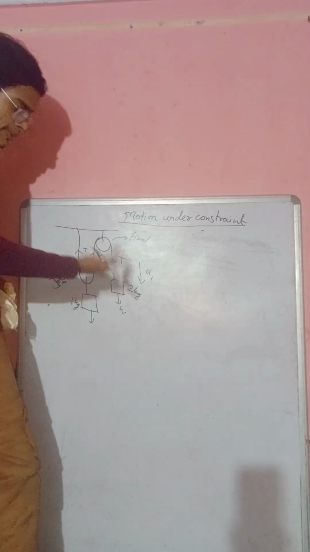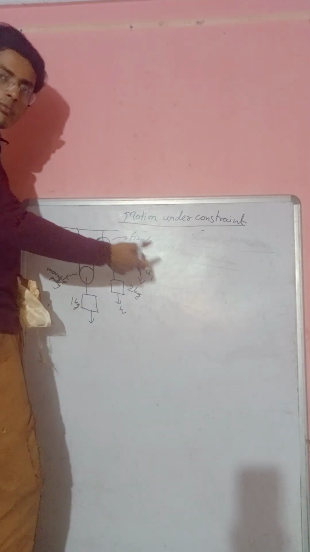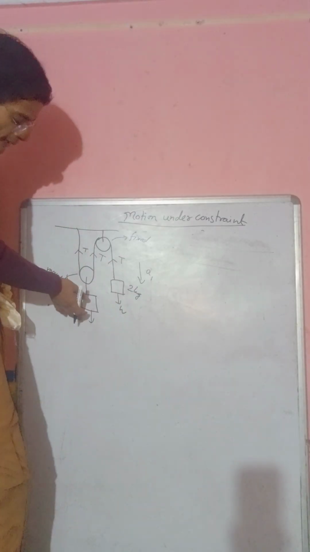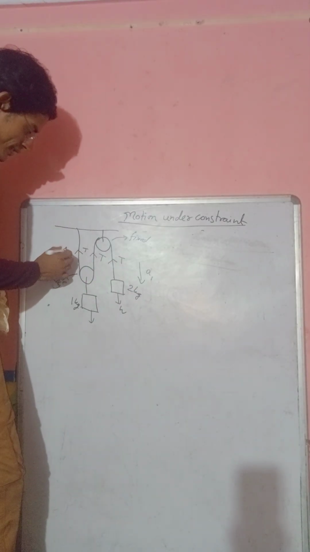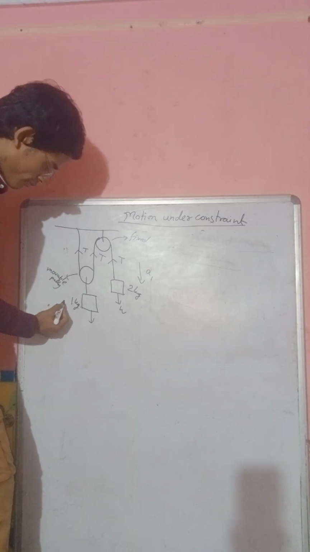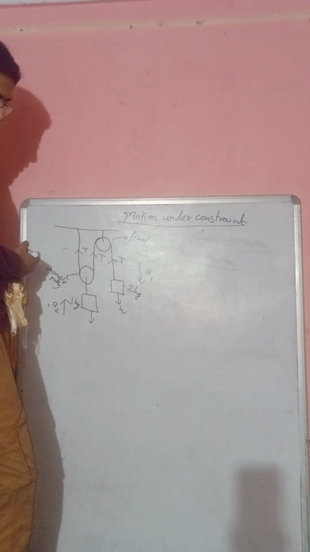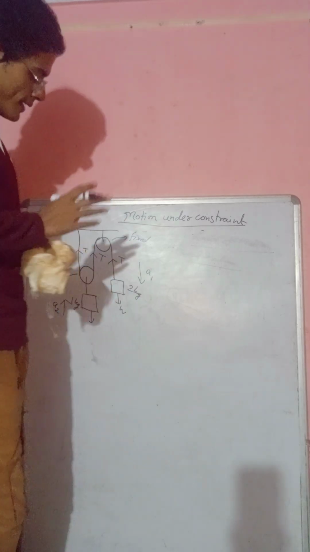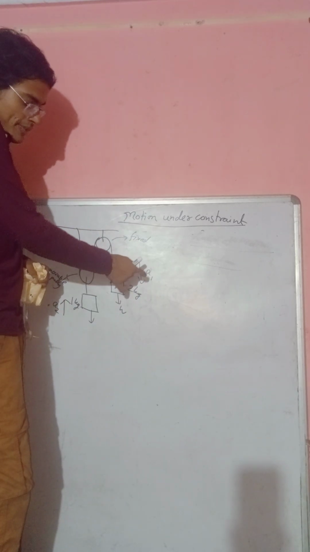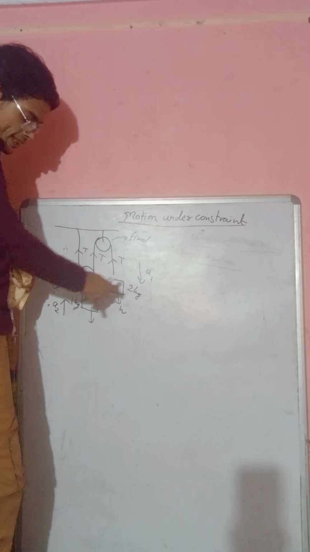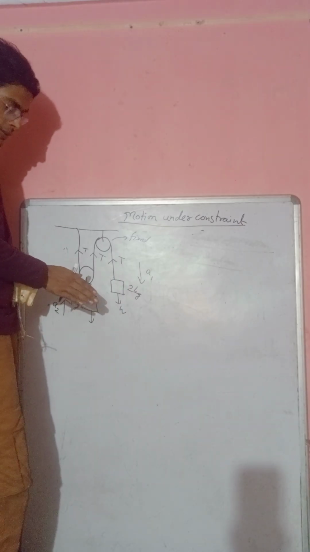And similarly, if this block moves in the downward direction, definitely this block will move in the upward direction also. So let's consider this block is moving in the upward direction with the acceleration u. Now see, unlike the previous case, here the acceleration for both the blocks of the 2 kg and 1 kg will be different. The reason is simple.